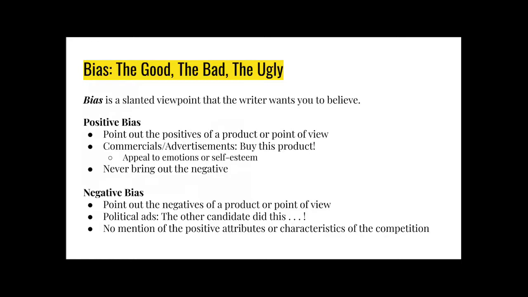Positive bias is the first kind, and in this case, the author is going to point out the positives of a product or maybe even a particular point of view. Oftentimes we'll see these in commercials and advertisements. Those ads that say, buy this product, because it's the greatest product ever. It's new and improved. The purpose of these is to appeal to your emotions or self-esteem to convince you that you need this new and improved product.